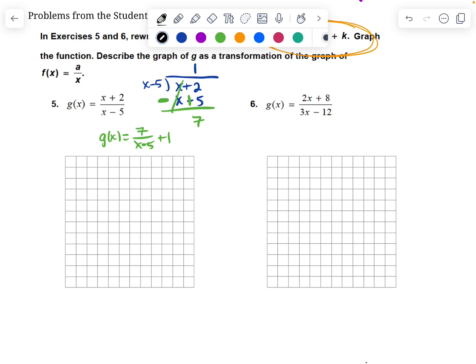So then it looks like I'm going to have to shift down a bunch. So I'm going to put this axis way up here. Oh, wait, I'm sorry. It looks like I'm going to have to shift left a bunch. So I'm going to do this. And then I'm going to be up one. So I'm going to go like here. All right, we'll see how that works. So I've got a vertical asymptote at 5.